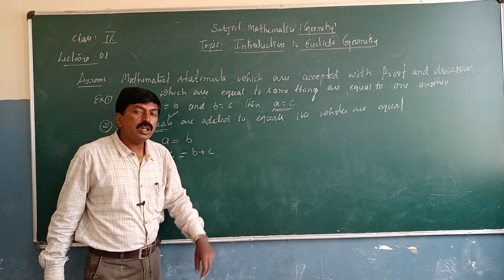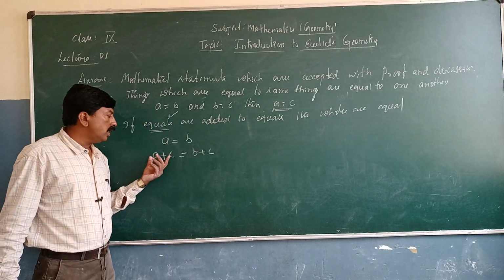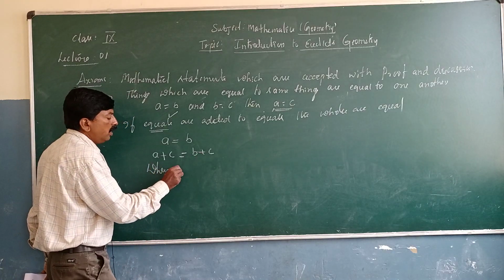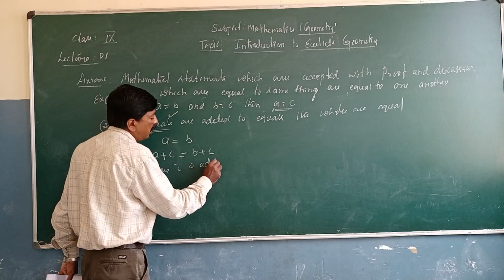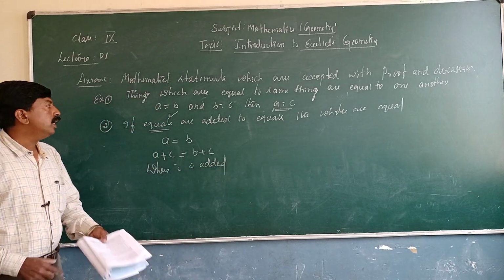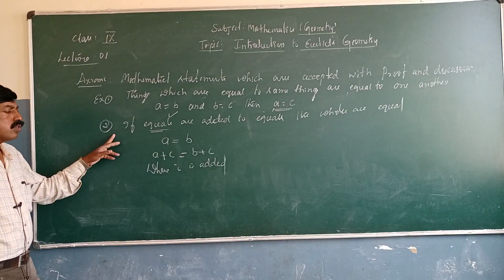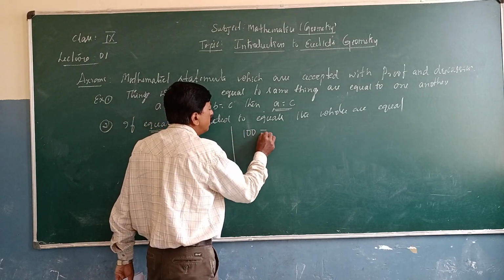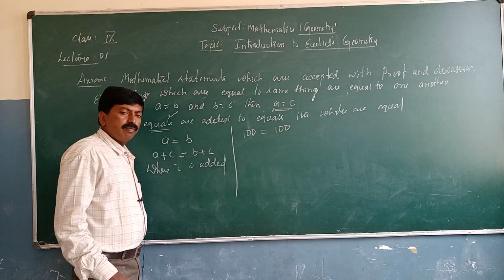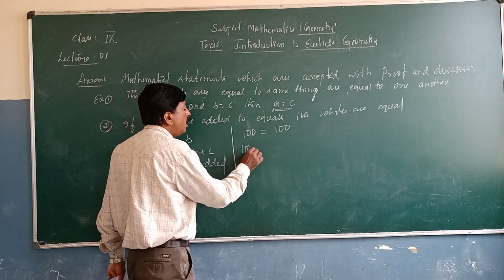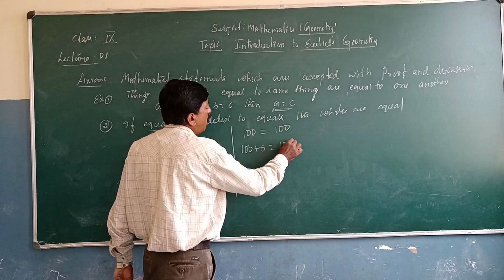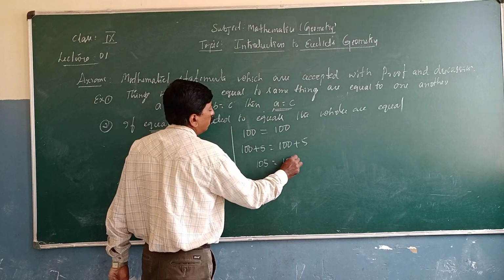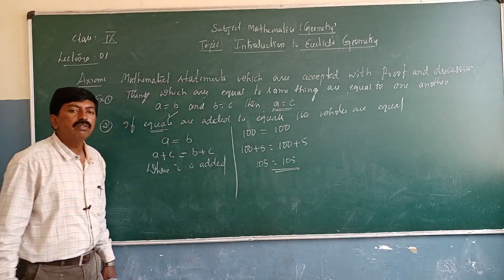Equals are added to equals. The whole means A plus C is equal to B plus C, where C is added. That is the meaning of this axiom. Suppose 100 rupees is equal to 100 rupees. Add 5 rupees. 100 plus 5 is equal to 100 plus 5. How much do we get? 105. Yes, 105 and 105 are equal. That is the meaning of this statement.